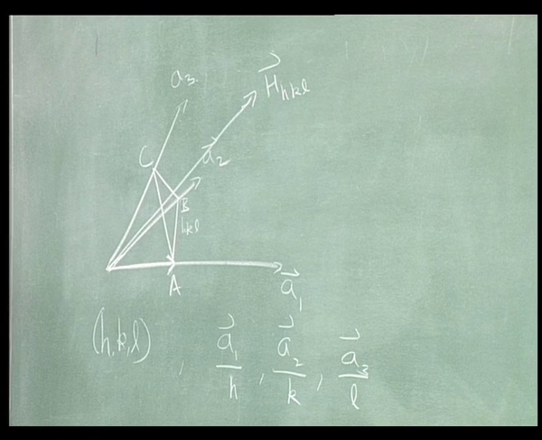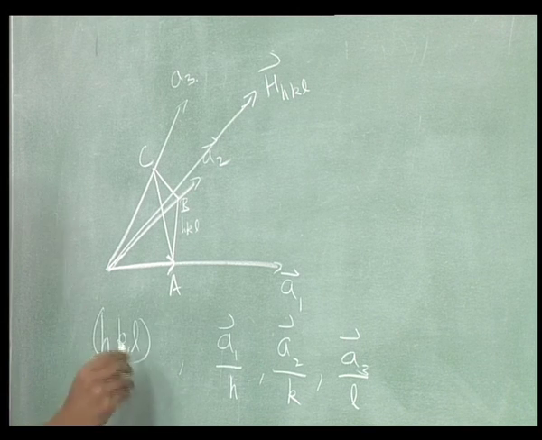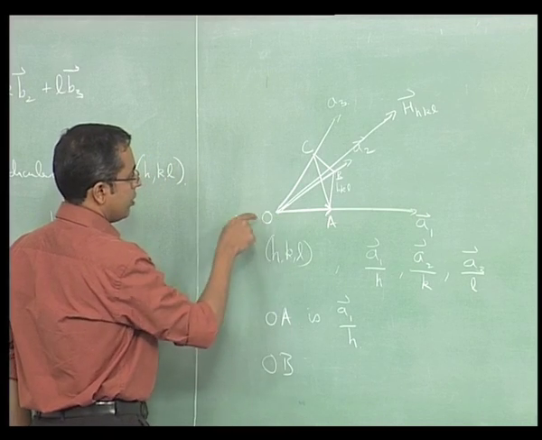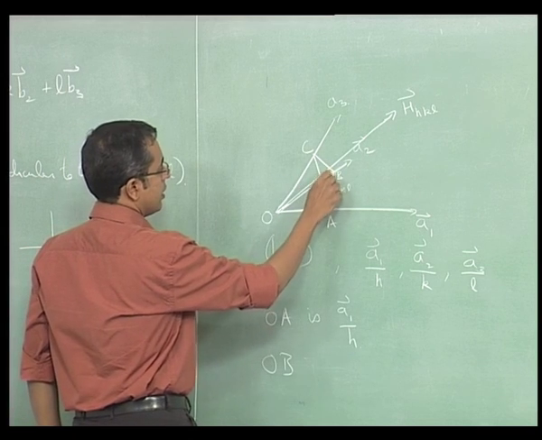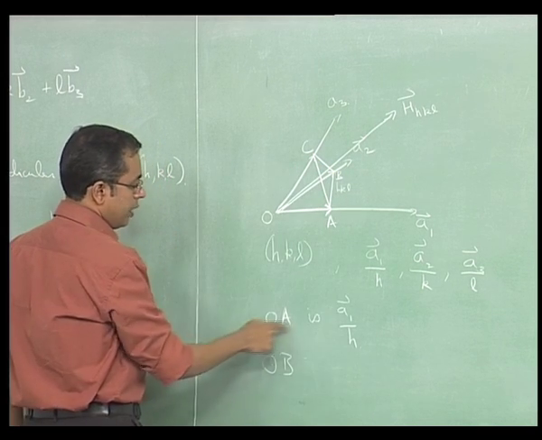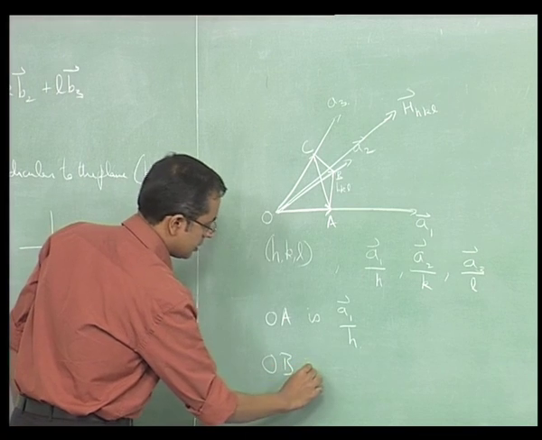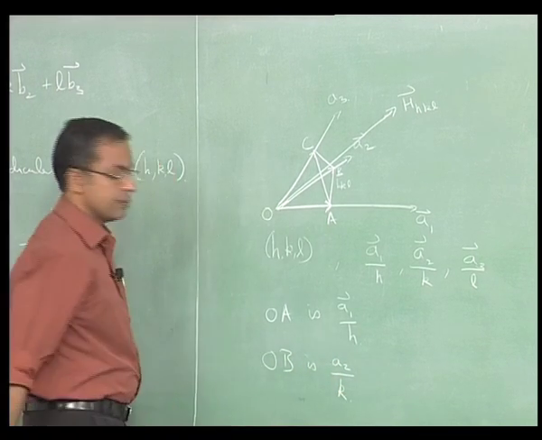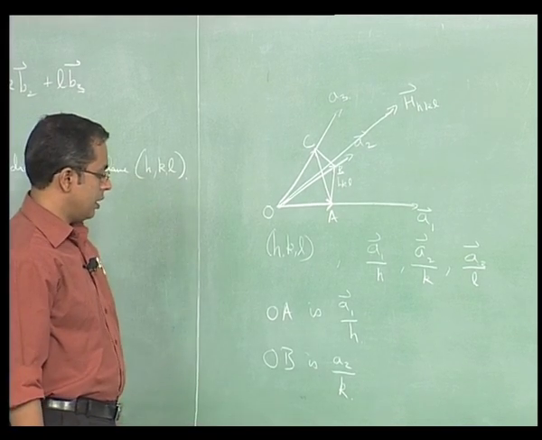So, OA is A1 by H, and OB. So this is the origin O, okay, OA, OB and OC. So OA is A1 by H, OB is A2 by K, fine. So this is what we have.